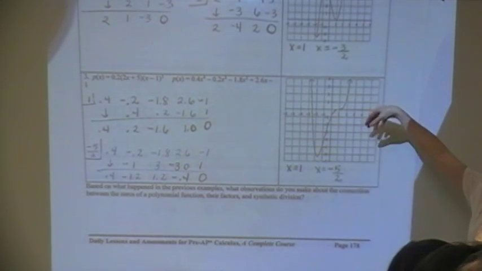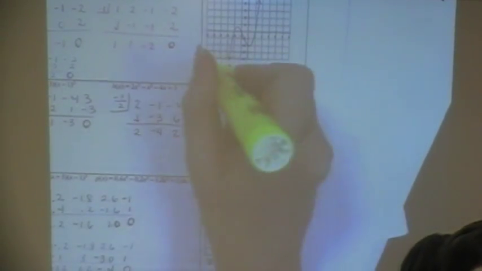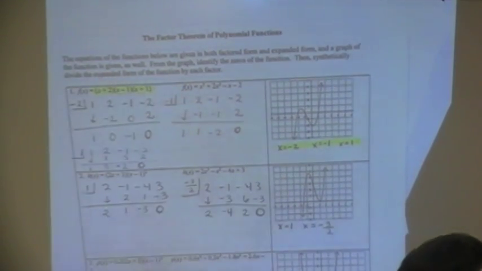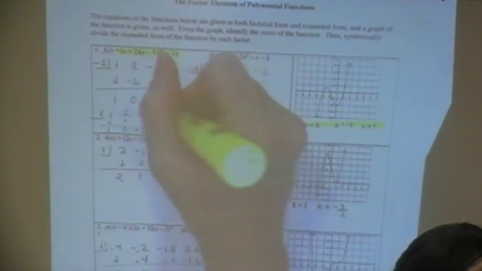Okay, so once you finish, this is based on what happened in the previous examples, the 3 examples that you see on this page. What observation can you make about the connection between the zeros of a polynomial function, their factors, and synthetic division? So, right here, they are zeros. Right here, they are factors. And then this is what happens in the synthetic division.